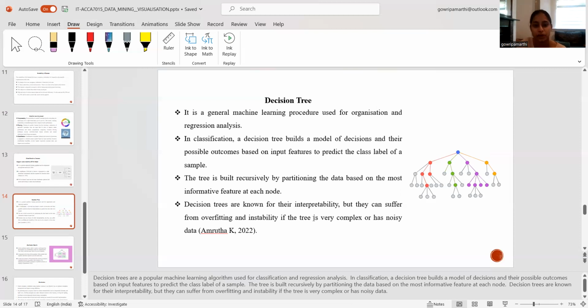Decision trees are known for their interpretability, but they can suffer from overfitting and instability of the tree. It is very complex and noisy. Here we are using this type of data. Each and every node will be divided. For this, we will get noise, and it is also very complex compared to the SVM method.